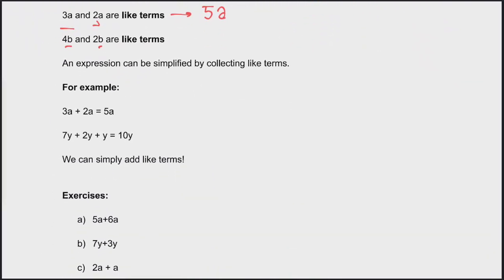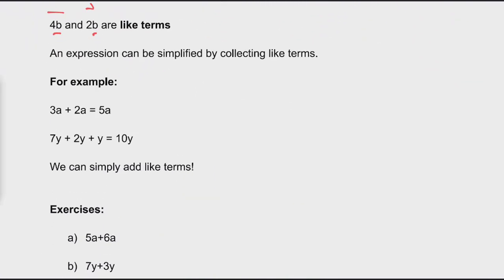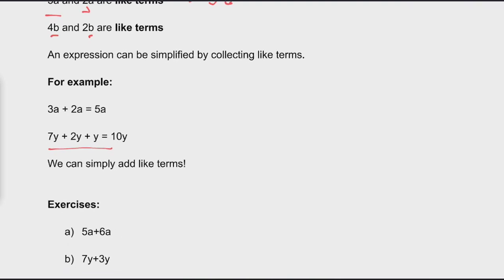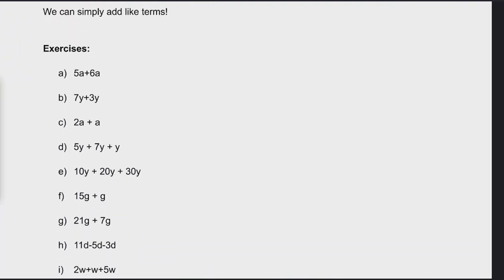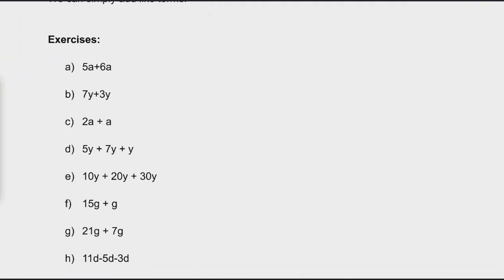So for example, 3a plus 2a is going to be 5a. And 7y plus 2y plus y, they've all got that y component in common, so that is going to be equal to 10y. We can simply add those like terms. So let's try some examples.